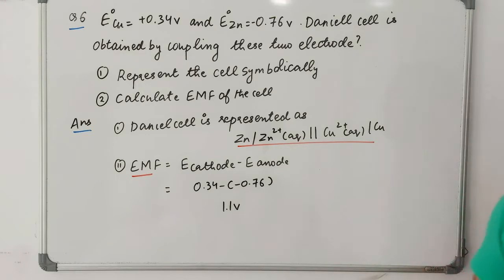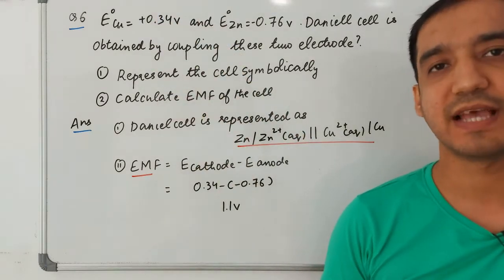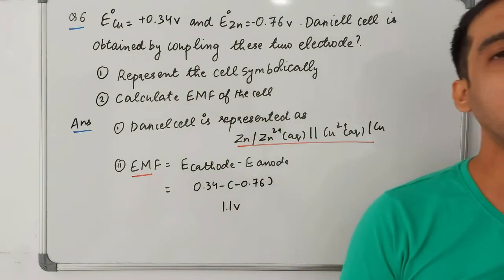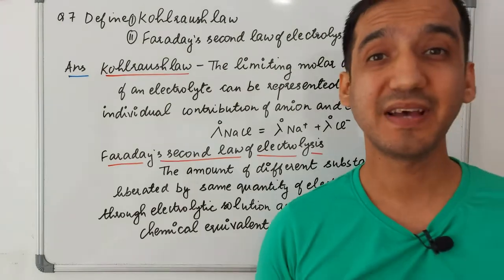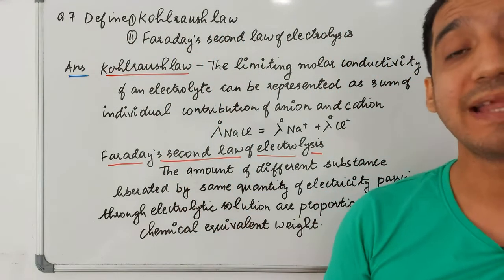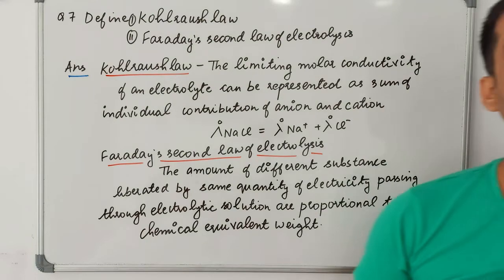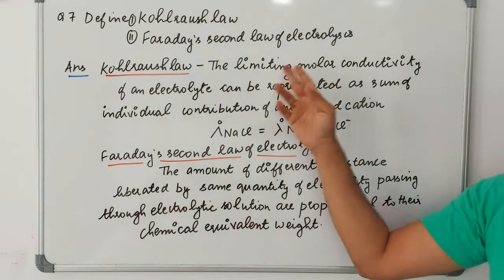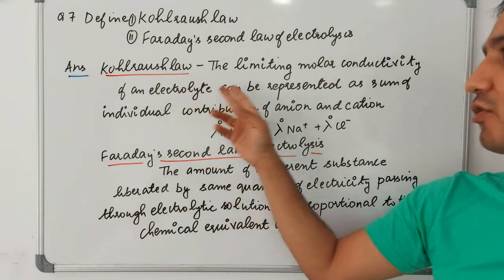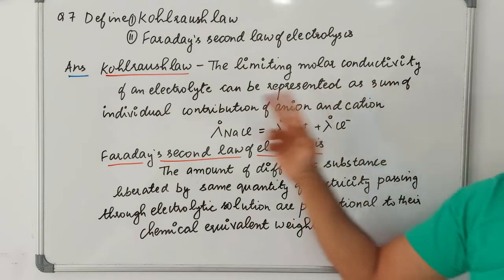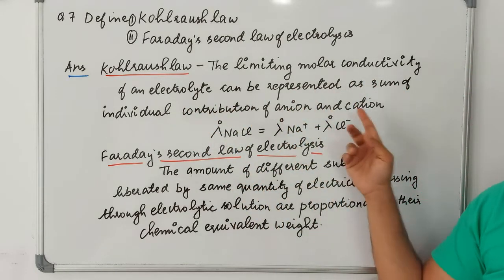So always remember, whenever you have the higher value, that will always act as the cathode and the lower value will always act as the anode. Question number 7 is, define Kohlrausch law and Faraday's second law of electrolysis. So what is Kohlrausch law? The limiting molar conductivity of any electrolyte can be represented as the sum of individual contributions of anion and cation.